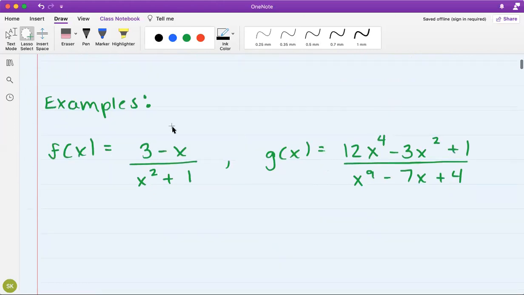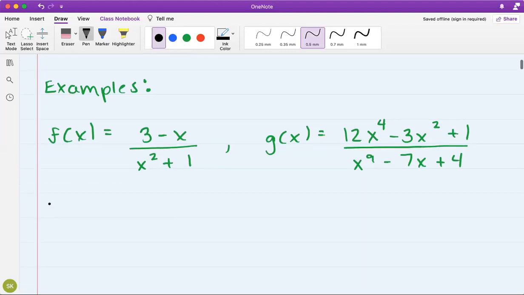So our first example is f of x is equal to 3 minus x over x squared plus 1. Notice that the degree on the top polynomial is 1, and the degree of the bottom polynomial is 2. Here's another example. G of x is 12x to the 4th minus 3x squared plus 1 over x to the 9th minus 7x plus 4. The degree of the top polynomial is 4, and the degree of the bottom polynomial is 9.